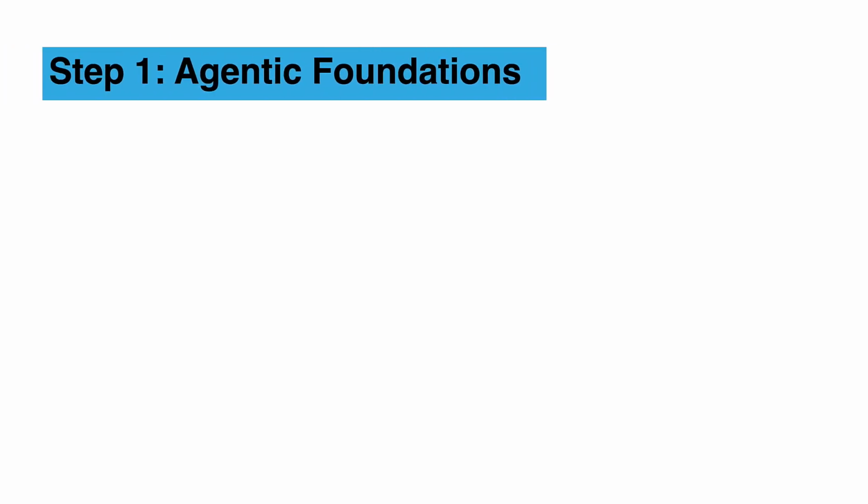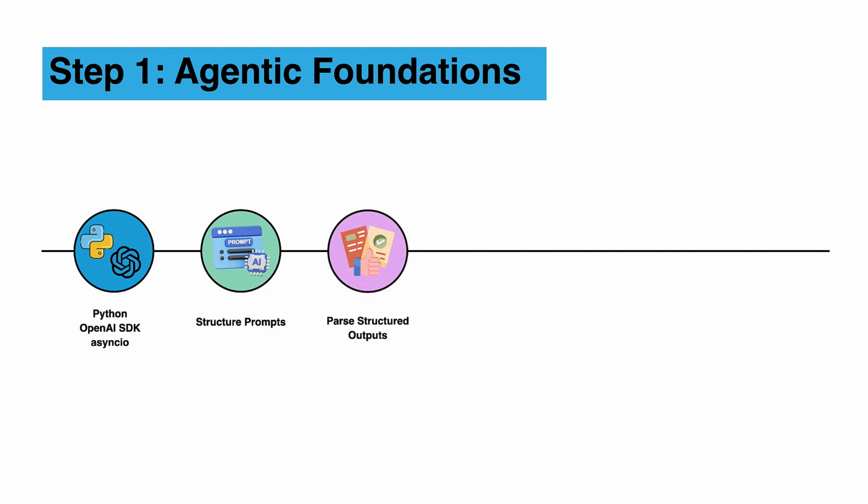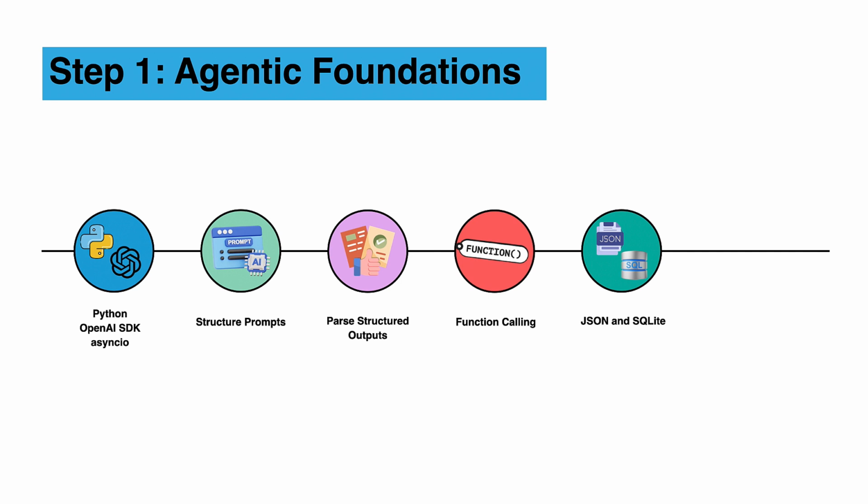In the first step, we start simple. Python, OpenAI SDK, and Asyncio. We learn to structure prompts, parse structured outputs, and use function calling. And we need to add persistence, JSON or SQLite, for short-term and long-term memory. And at the end, we need to track the tokens and costs. Now, this is the first step that you need to know when you are starting with agentic AI development.